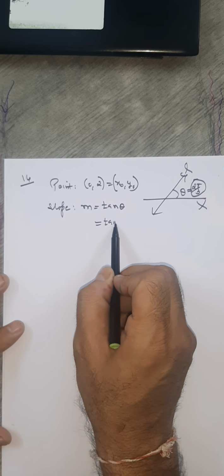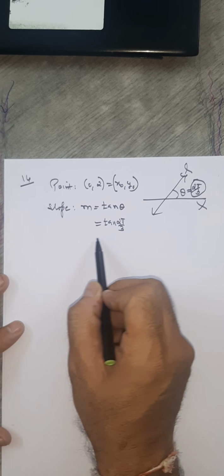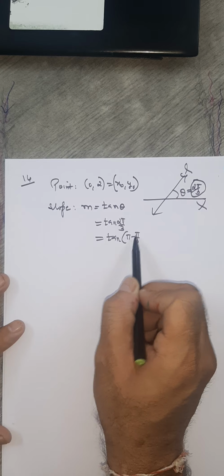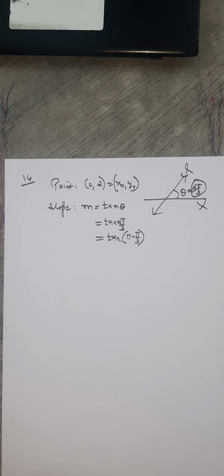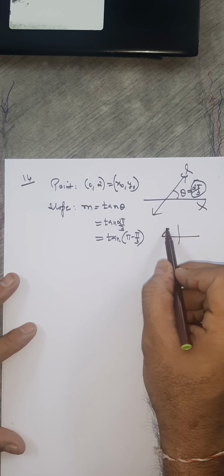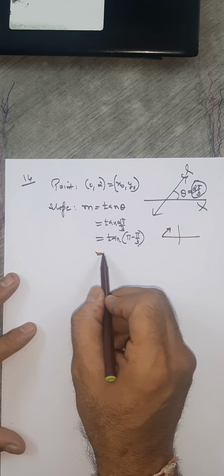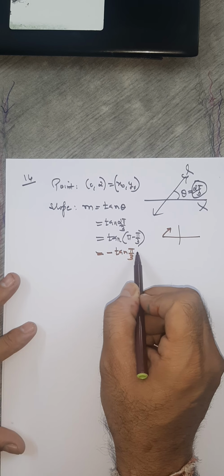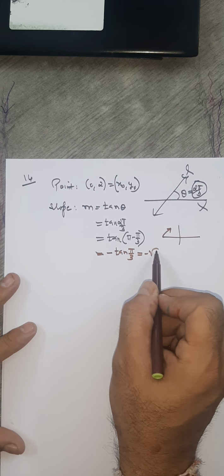So you have tan 2π/3. Now you know how to evaluate this. Trigonometry: π minus π/3. You know the trigonometric addition formulas. π minus alpha, which quadrant can you recall? Second quadrant. π minus something is the second quadrant. Tan is negative there, and since π is there, tan remains the same with a minus sign. What is tan π/3? Tan π/3 is root 3.